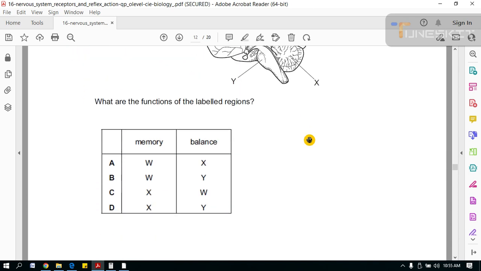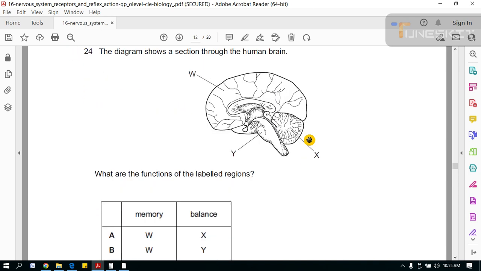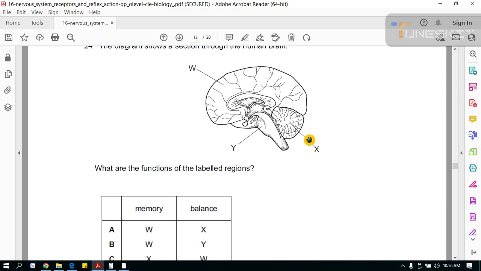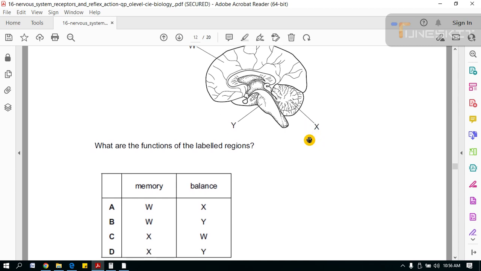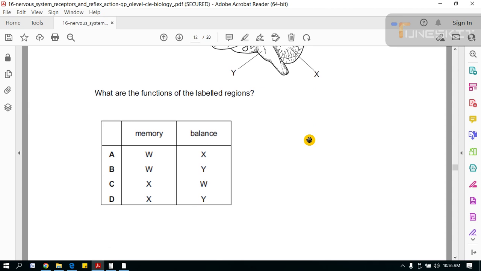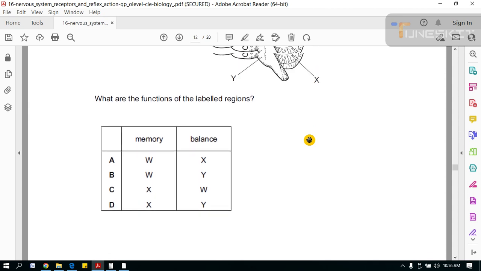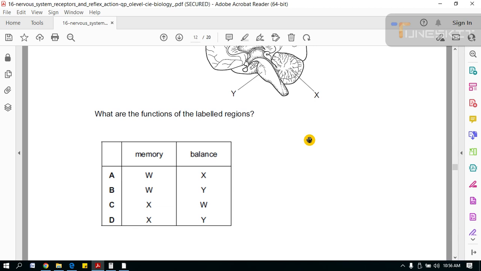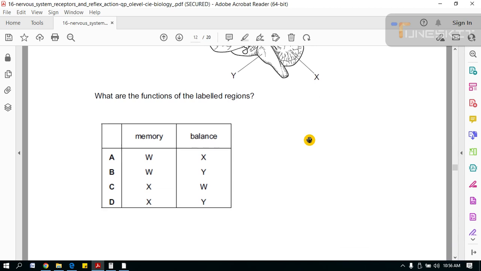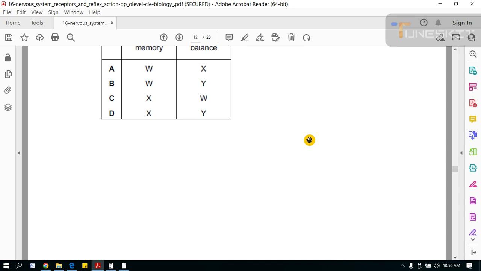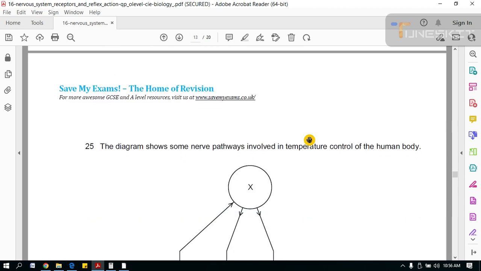Memory is controlled by W. We have discussed this many times. It's the function of the cerebrum to control memory. Then you have balance, and balance is the function of X. So the main option is correct. Memory and balance are controlled by the cerebrum and cerebellum respectively. Alright, so option A is correct, dear students.